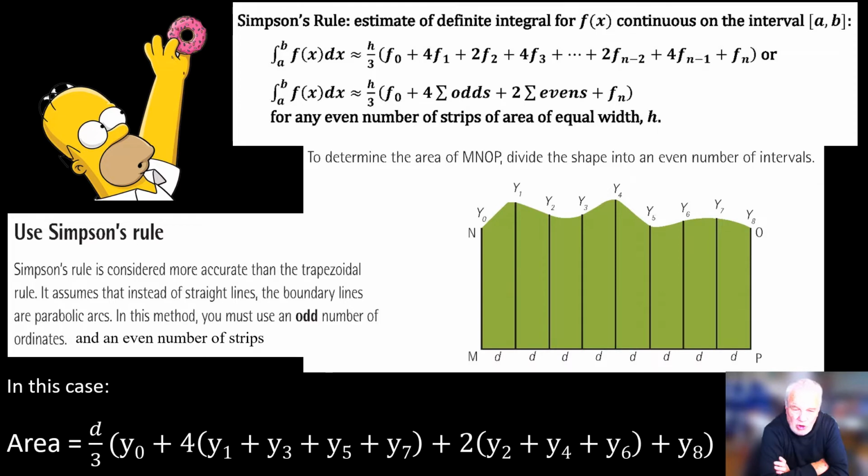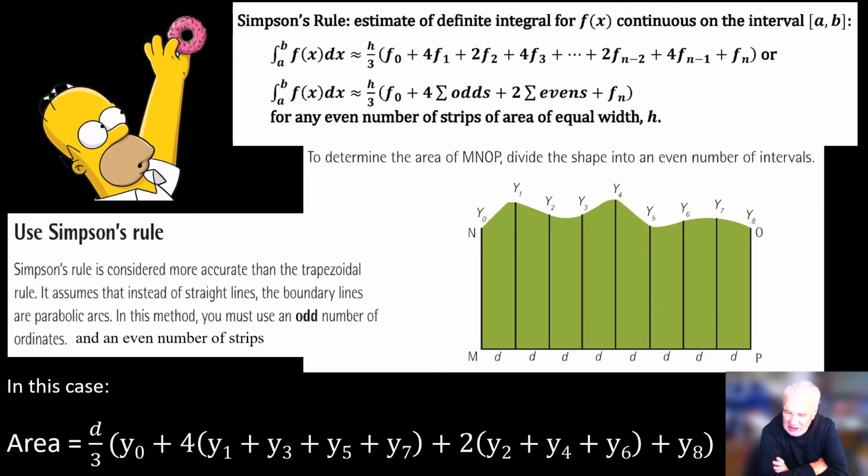However, Simpson's rule is based on the definite integral, joining the ends by a curve rather than a straight line. So it's considered to be a little bit more accurate. And here it is written in mathematical terms, for f of x, a function of x continuous on the interval a, b. So yeah, integral from b to a.